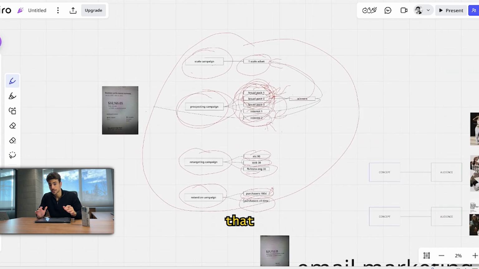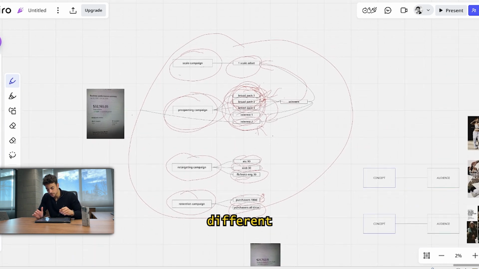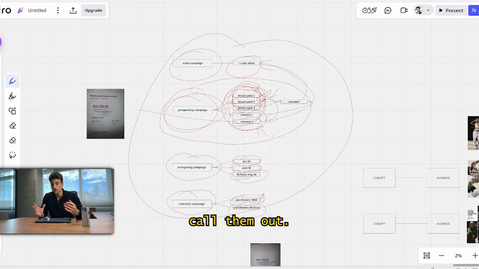Now, in terms of creatives that you're going to be running, it's going to be a bit different. For the prospecting campaign, you want to run creatives that are more for a broad audience. For the retargeting campaign, you're going to run creatives for people that visit your site, so you're going to call them out. And for your retention campaign, you're going to have specific creatives for people that already purchased from you.